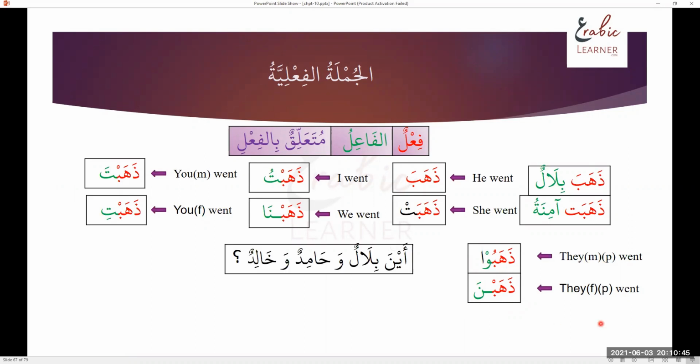Aina Bilalun wa Hamidun wa Khalidun. Where is Bilal and Hamid and Khalid? This is the question. Now I want to say they went somewhere. Tell some answer. Yeah, somewhere. It gives a full answer. They went to the house, they went to the masjid, they went anywhere else. They went to the market. Yeah, they went to the madrasa. Yes.